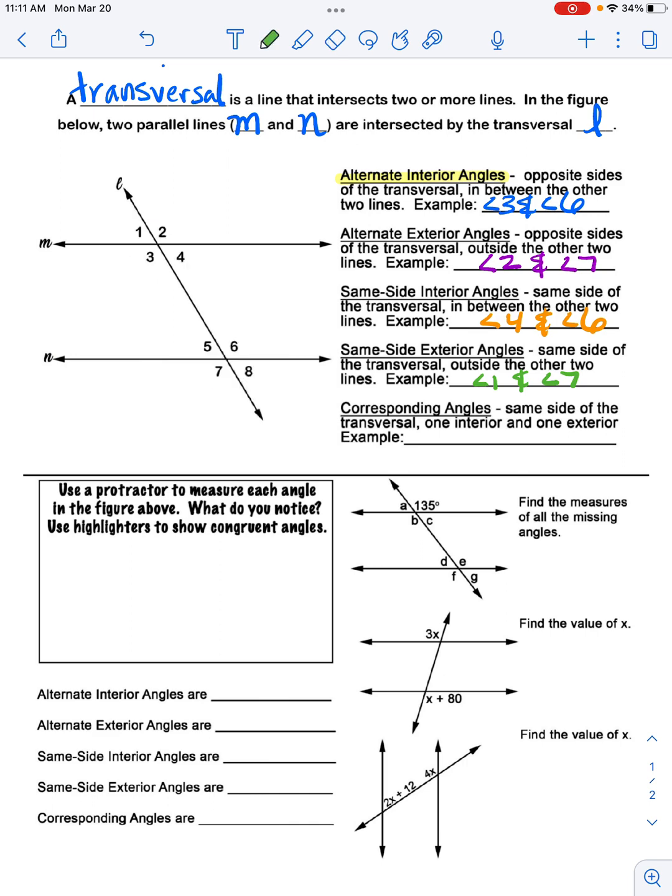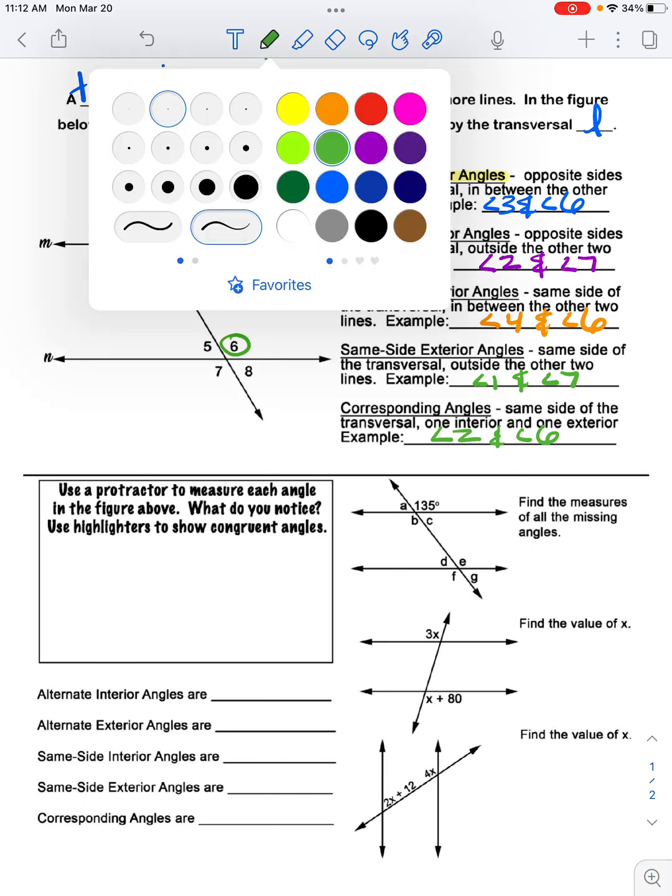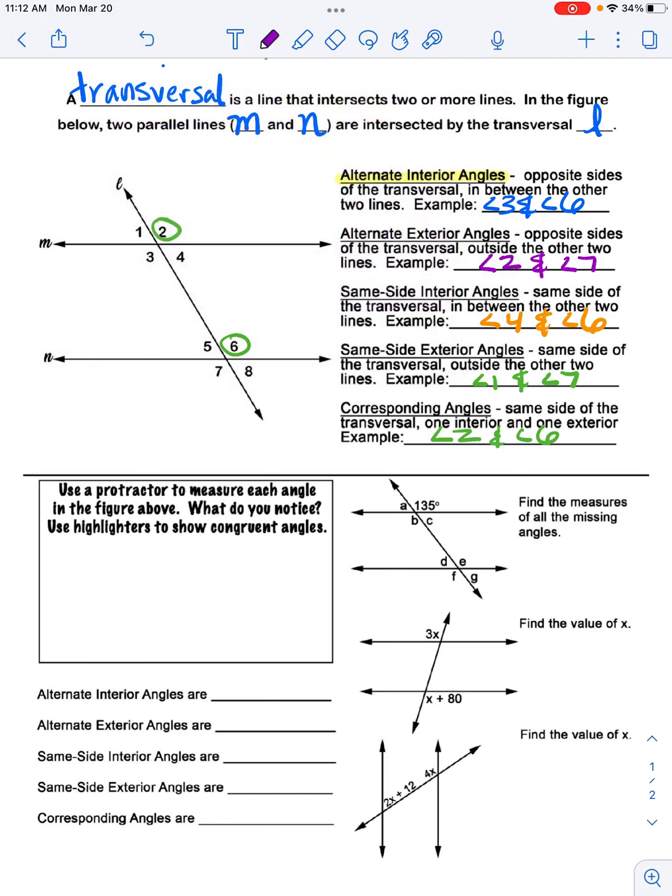Thank goodness it didn't. Okay, corresponding angles are same side of the transversal, 1 interior, 1 exterior, like 2 and 6, for example, would be corresponding angles. Or we could have another example, might be 3 and 7, because they're on the same side of the transversal, but 1 interior and 1 exterior.